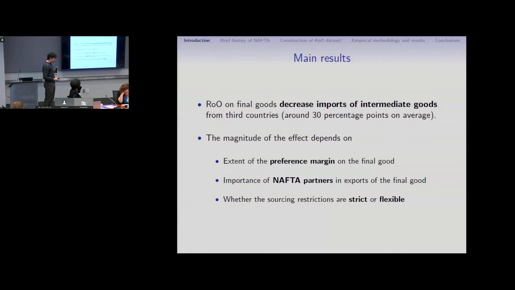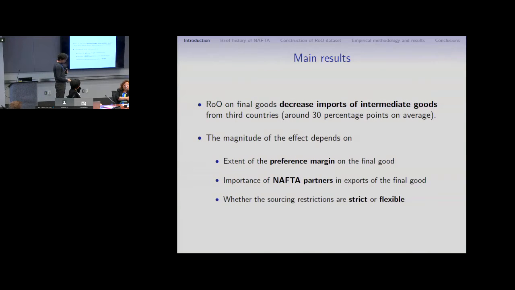Of course, the magnitude of these effects is going to depend on many things. First of all, the mechanism, as I was emphasizing before, depends crucially on how big the preference margin is. Remember, what are the incentives for a final producer to comply with the rules? The incentive is that I'm going to be able to export at a lower tariff to the US. Of course, this trade-off depends quite a lot on the size of the preference margin. If there is no preference margin, then I'm not gaining anything by complying with the rule. So the bigger the preference margin, the more I'm going to gain by complying with the rule. So we show that effectively the effect of rules of origin is bigger for goods which have a higher preference margin.